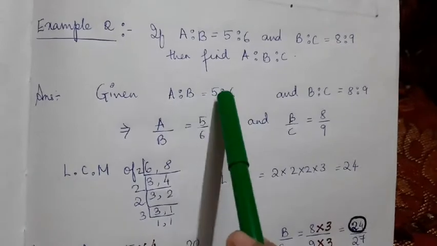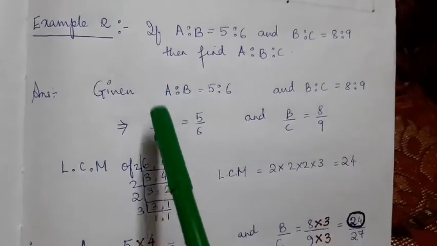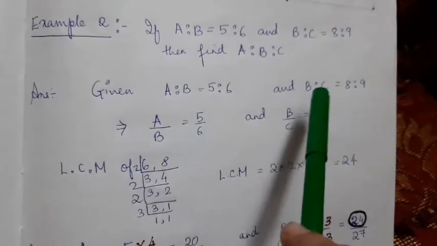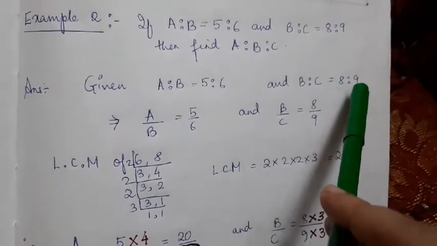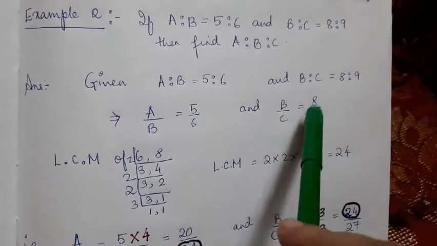So, A is to B is given as 5 is to 6. So, what will you write? A by B as 5 by 6. And B is to C is given as 8 is to 9. So, you write B by C equal to 8 by 9.